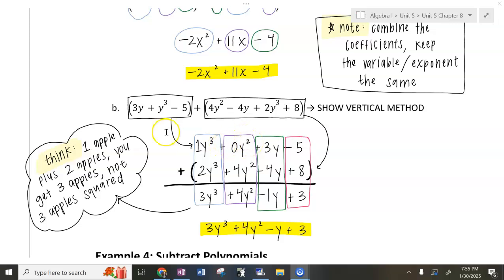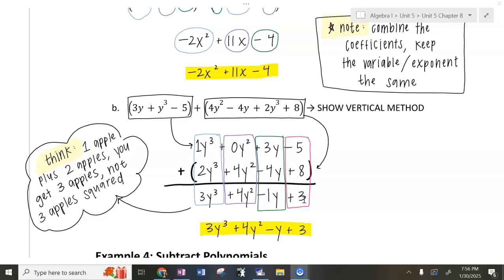So in the first polynomial, I added in that 0y squared so that I could have it lined up with the 4y squared from the other polynomial. Then I just add down. So once you have your like terms all lined up, then you can just add them together vertically. So for example, 1y cubed plus 2y cubed makes 3y cubed. 0y squared plus 4y squared equals 4y squared. 3y minus 4y makes negative 1y. Negative 5 plus 8 equals 3.